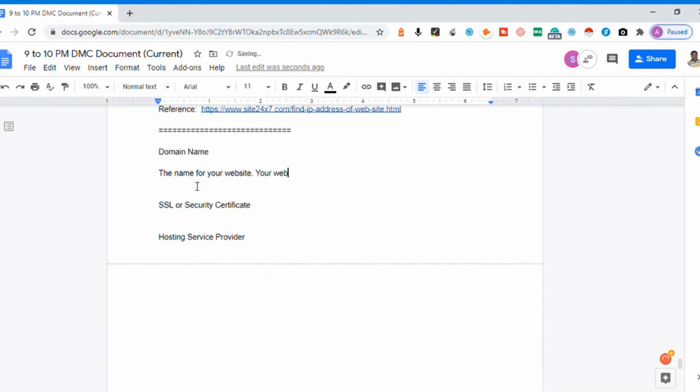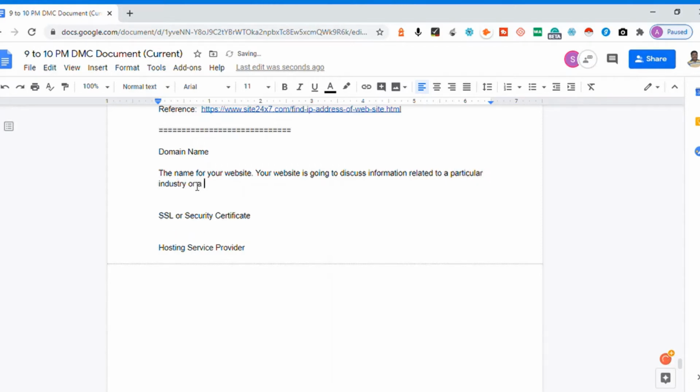Your website is going to discuss information related to a particular industry or a domain. So the name of your website, that is what we call a domain name.